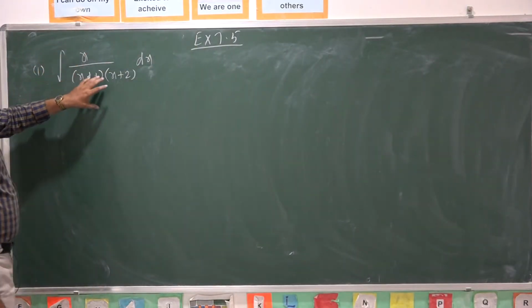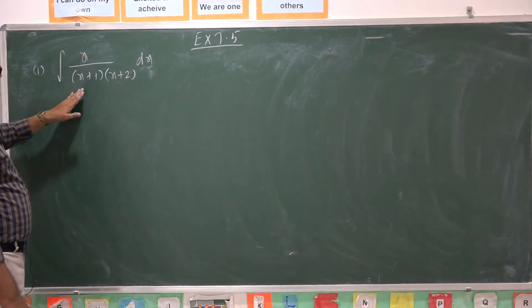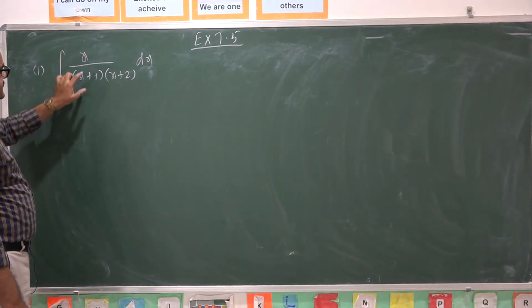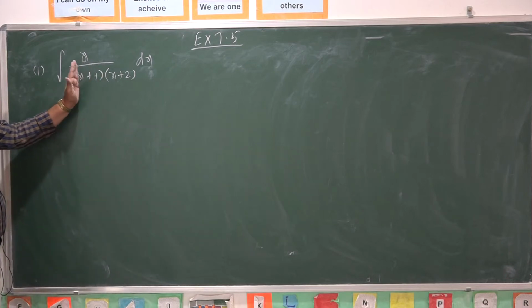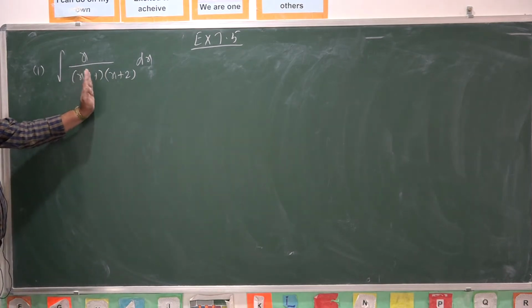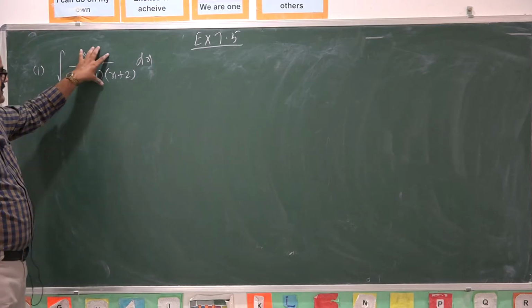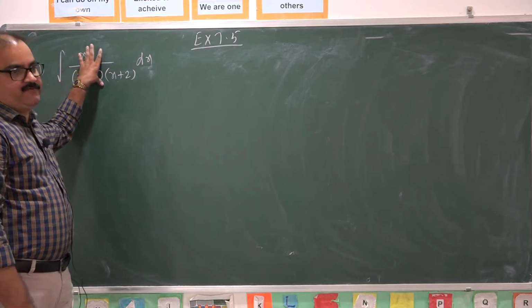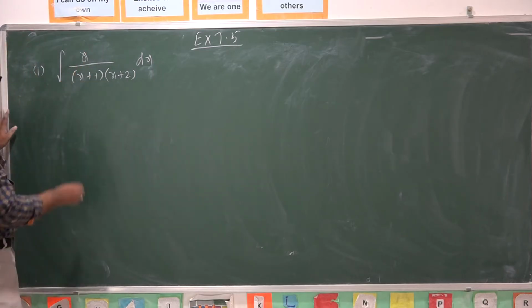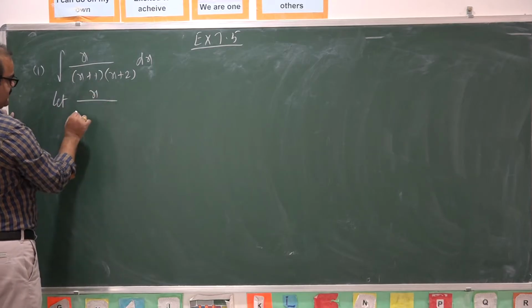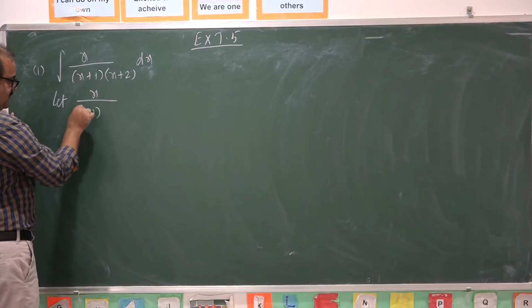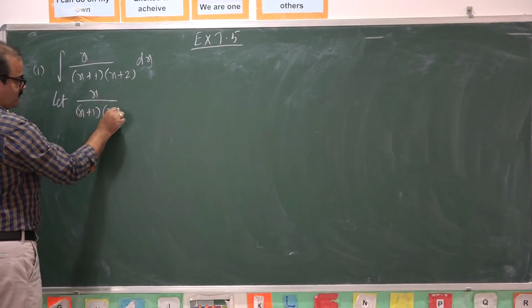First, observe the given function: x by (x plus 1) into (x plus 2). First, we resolve this into a sum of 2 partial fractions and then integrate. What is the given function? x by (x plus 1) into (x plus 2).